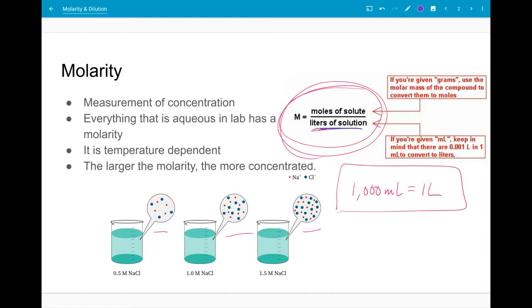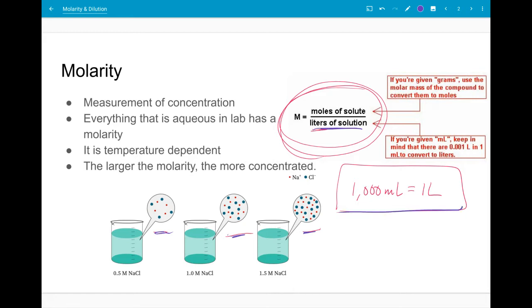So it is a measurement of concentration, and what you'll find is everything we use in lab actually has a molarity associated with it. It tells us quite a bit. So if we have a larger number, it's going to be more concentrated. If we have a smaller number, it's going to be less concentrated. Now, molarity is temperature dependent. And you'll see here I have some particle diagrams to show what that looks like.